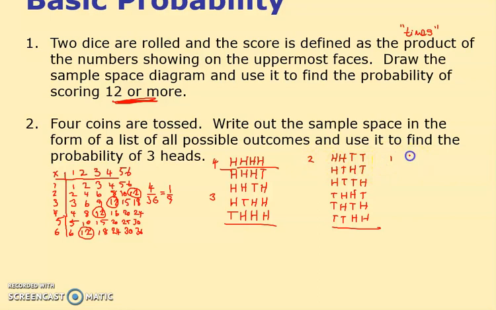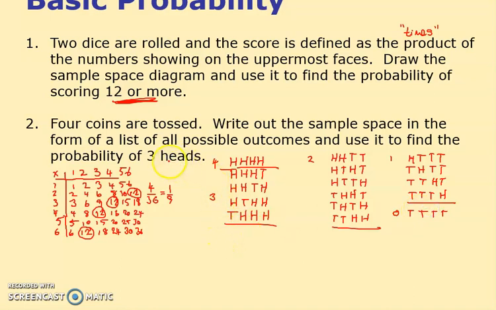We could have 1 head. If you've got 1 head, it would be head, tail, tail, tail, or just move that head through the pack, as it were. Tail, tail, head, tail, tail, tail, tail, head. I think that's all of them. And then none of them, well, that's tail, tail, tail, tail. And you should end up with 16 different things there.